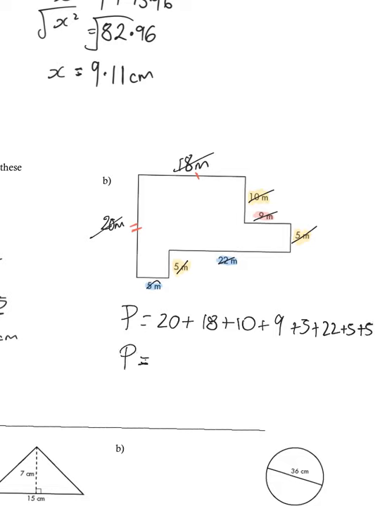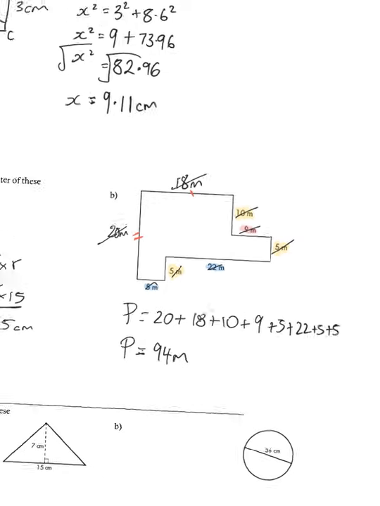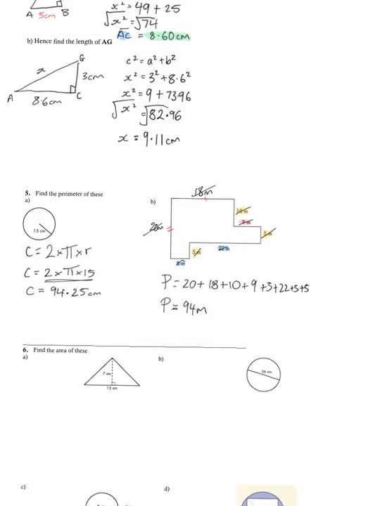Cool, all right, and I'll just put all that in my calculator. If you want to work your brain a bit, you can do it in your head. Okay, so I'm putting all this in my calculator, adding all those values, and the perimeter I have is 94 metres. Cool. All right. Moving on.